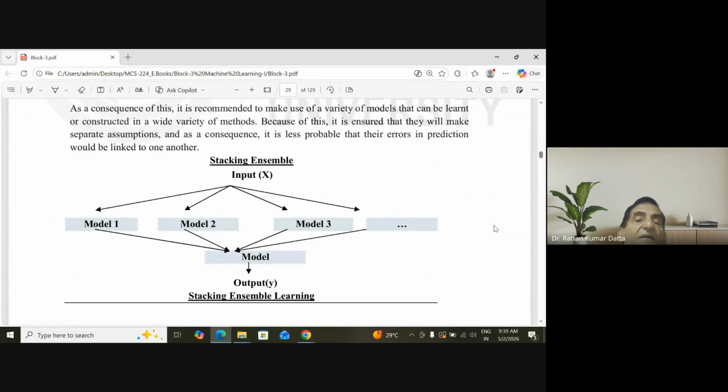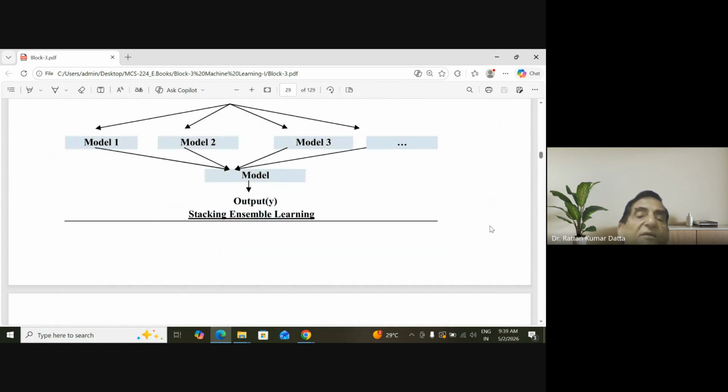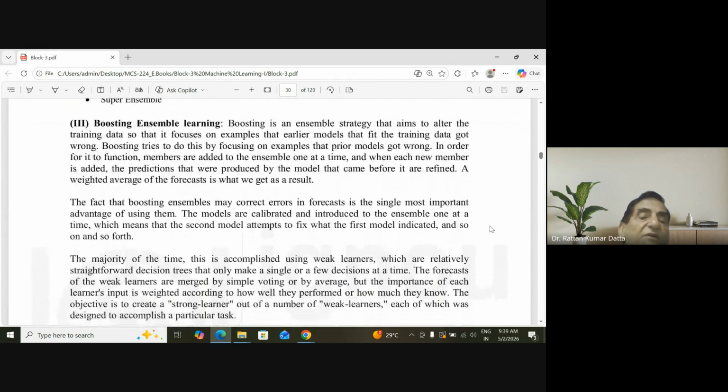So this is a stacking ensemble. That is model 1, model 2, model 3, and so on. Output, stacking ensemble learning, and all that. So that's it.